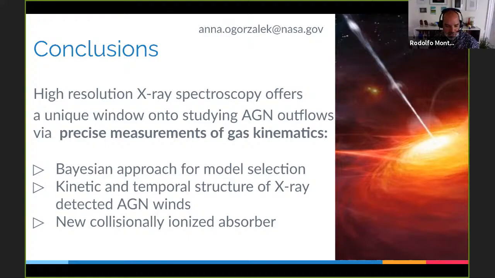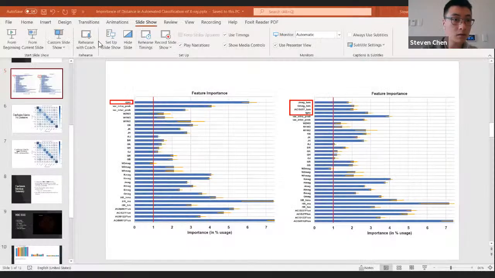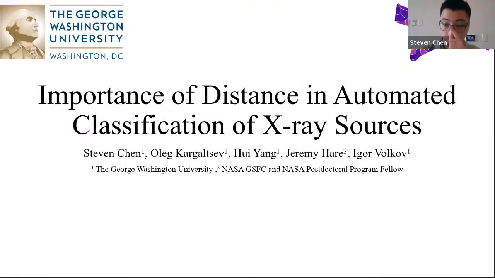And that's all the time we have for questions right now. So our next speaker, if you could start sharing your slides. Our next speaker is Stephen Chen, joining us from George Washington University, and is going to talk to us about the importance of distance in automated classification of X-ray sources. Hello, can everyone see my slides? Yeah, looks good. All right.